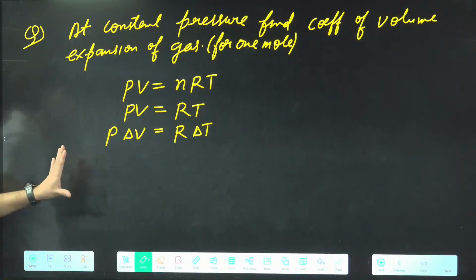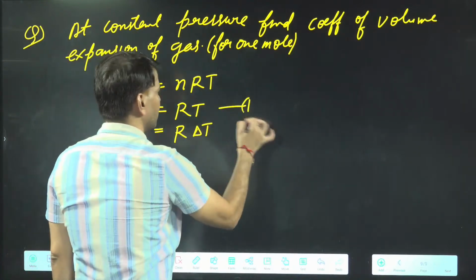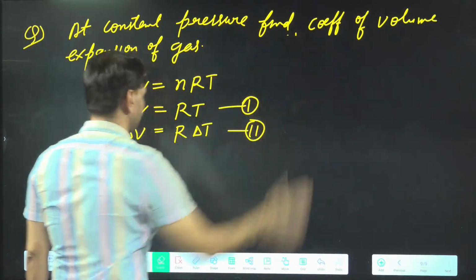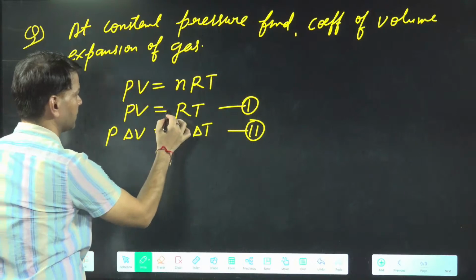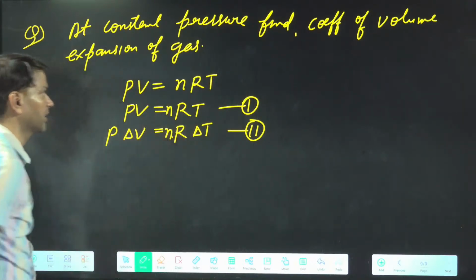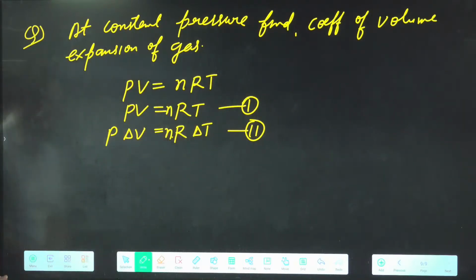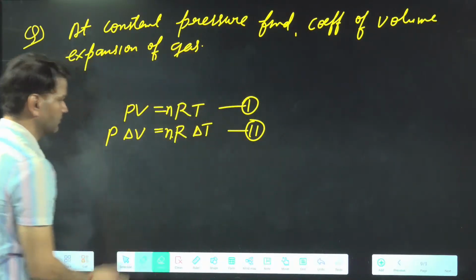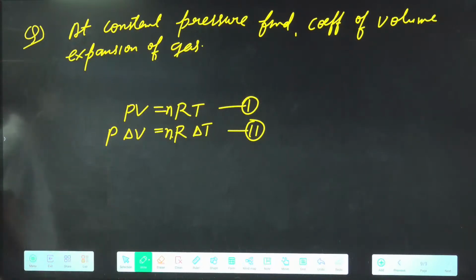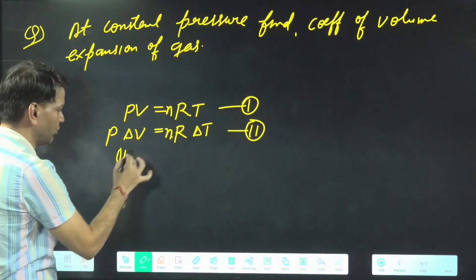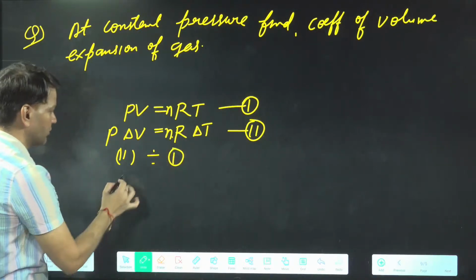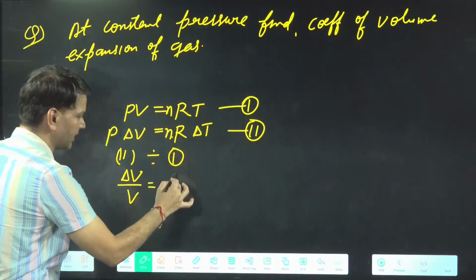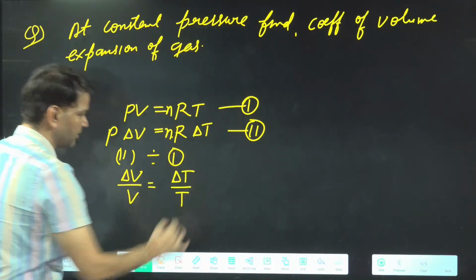Up to this, okay? So suppose this is equation 1, this is equation 2. Mole is not given, so otherwise you can remove the mole, not required. Then here you will get nR, here you will get nR. I need the delta V by V into delta T, so just divide equation 2 by equation 1. So delta V by V, what will you get? n cancels out, R cancels out, that is delta T by T.